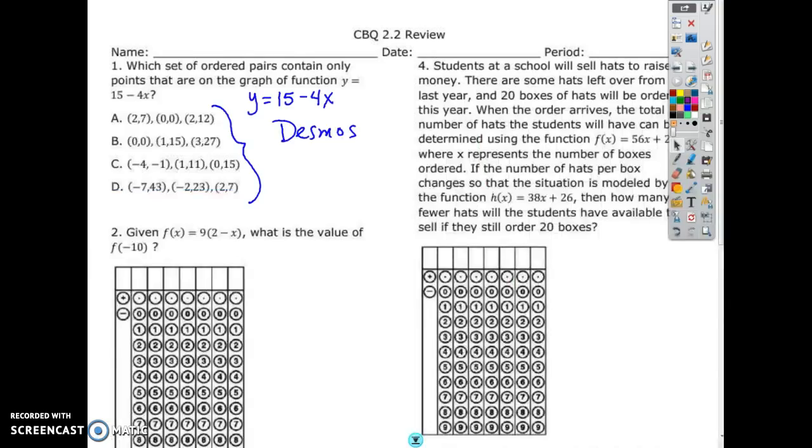So again, this is what I'm doing. I'm going through the answers. One of these points was on the line. The other 2 were not. These were not on the line. This one is not on the line. I think for this one it was the 0, 0, and 2, 12 were not on the line. So it has to be D, but let's just make sure.